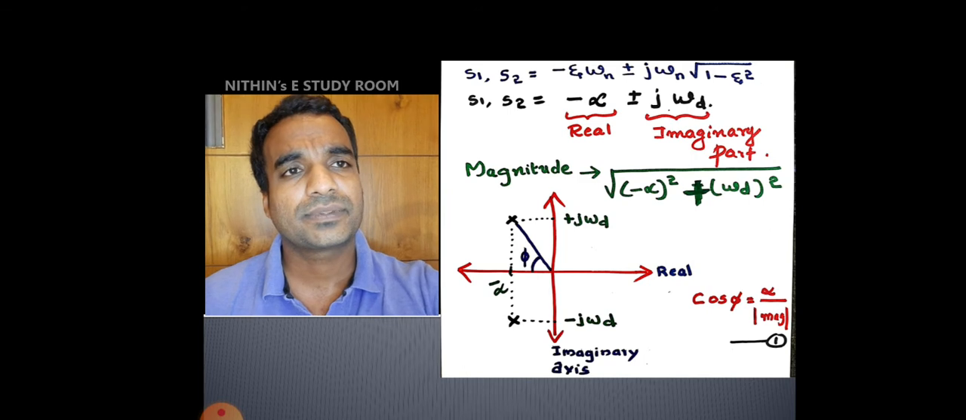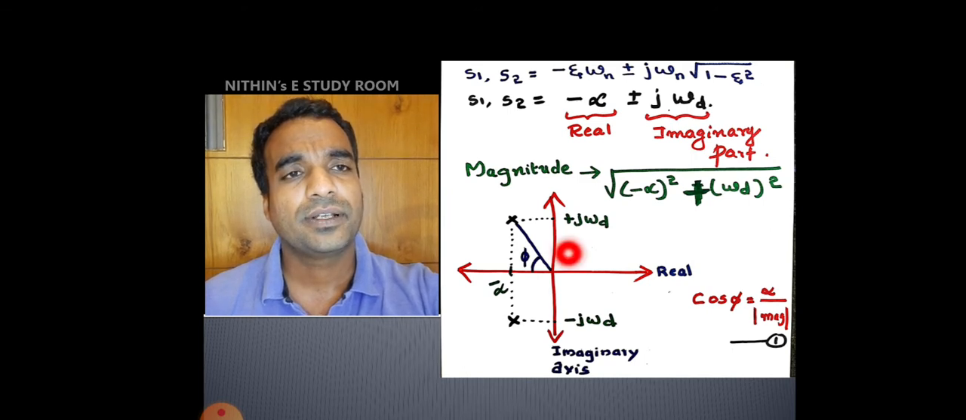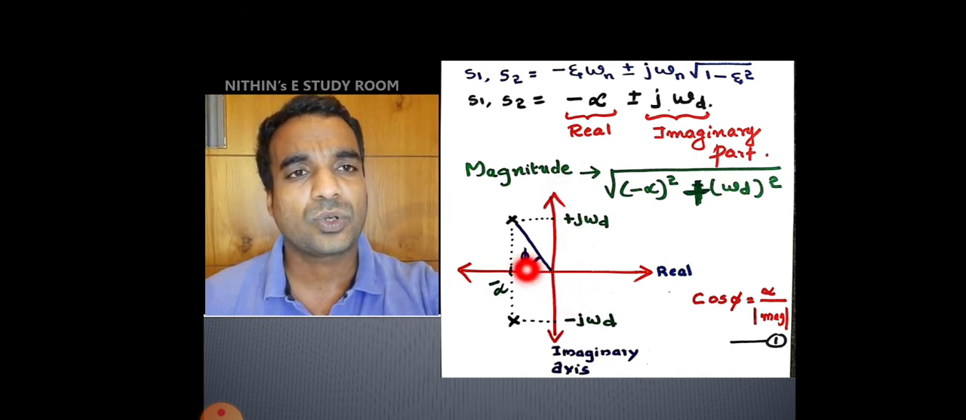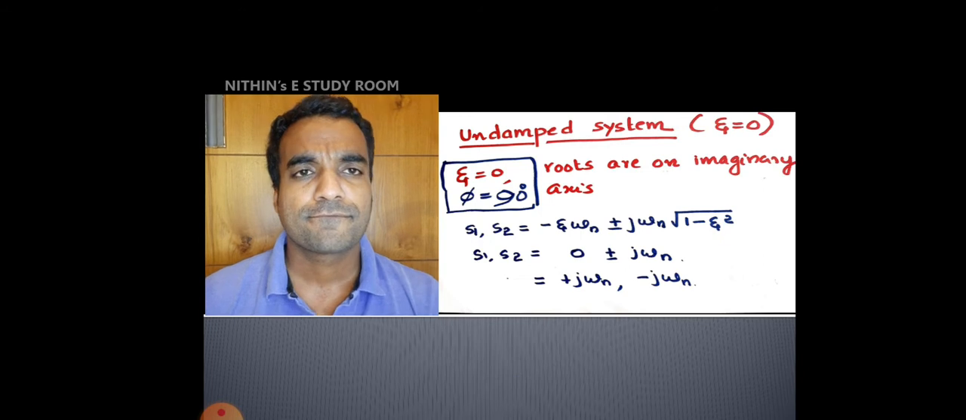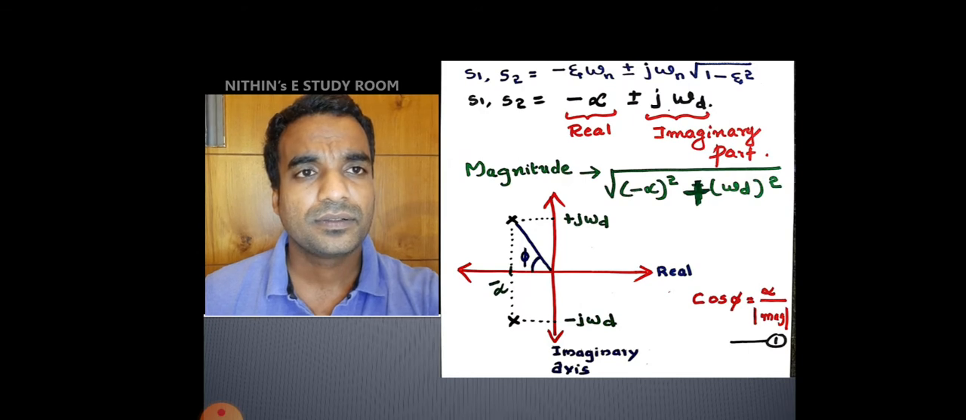Now, if we represent this s1 and s2 in a real and imaginary axis coordinate system, then we will get this: this is minus alpha, this is plus j omega d, this will be s1 and this will be s2. Now I am coming to one more thing.